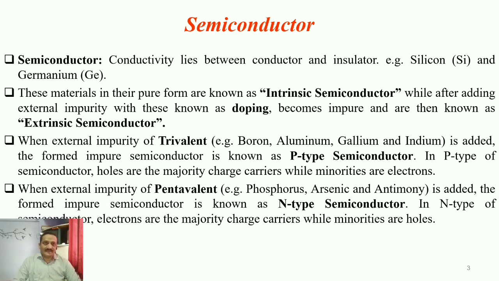In that p type of semiconductor, the positive charge carriers, that is holes, are the majority and minorities are electrons. Similarly, when an external impurity which is pentavalent, examples are phosphorus, arsenic and antimony, etc., is added to the intrinsic semiconductor, then the impure semiconductor formed is known as an N type semiconductor. So in N type semiconductor, the electrons, that is negative charge carriers, are the majority and minorities are holes, is it?